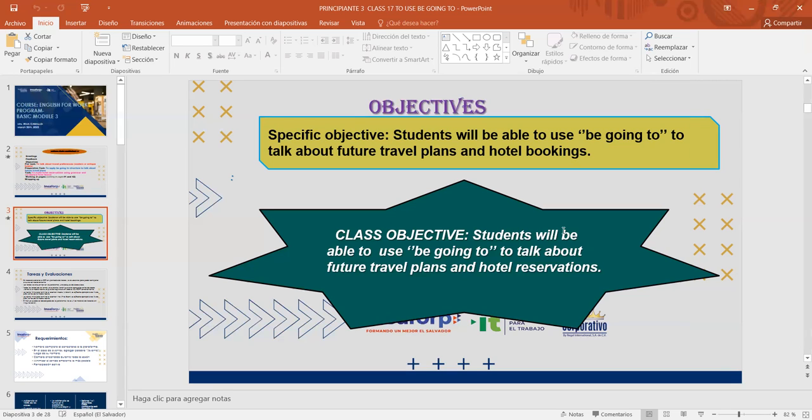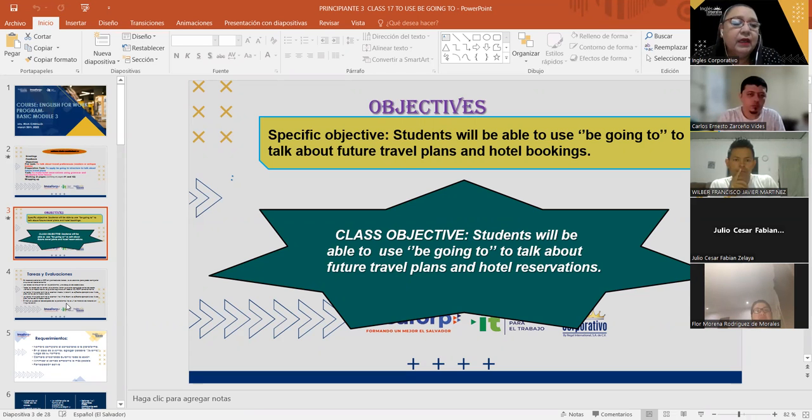Specific objective: the student will be able to use be going to talk about future travel plans and hotel bookings. Class objective: the student will be able to use be going to talk about future travel plans and hotel reservation. Excellent, thank you for your help reading the objectives. Booking means to make a reservation, to plan, to have in the agenda. The class objective is that all of you as students will be able to use be going to talk about future travel plans and hotel reservations, okay?